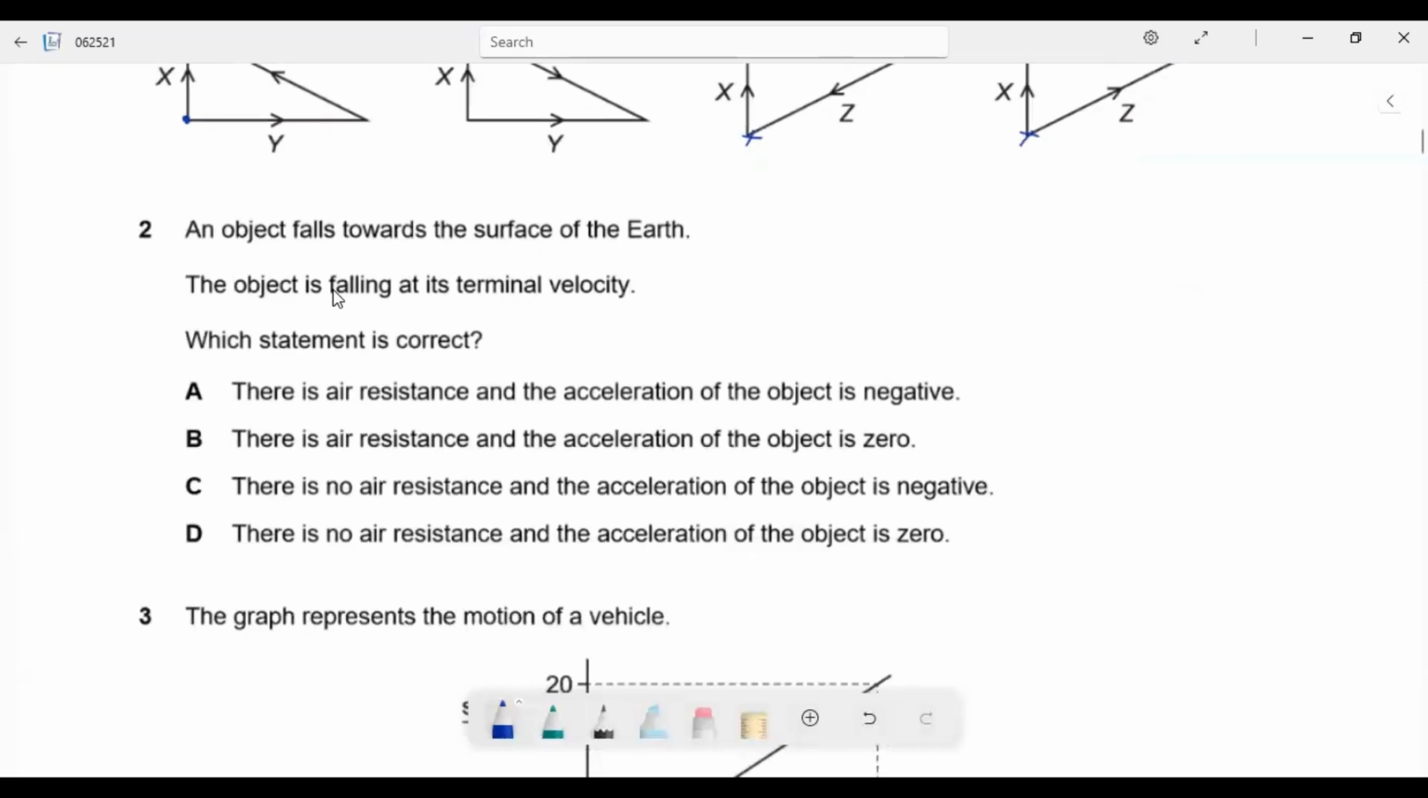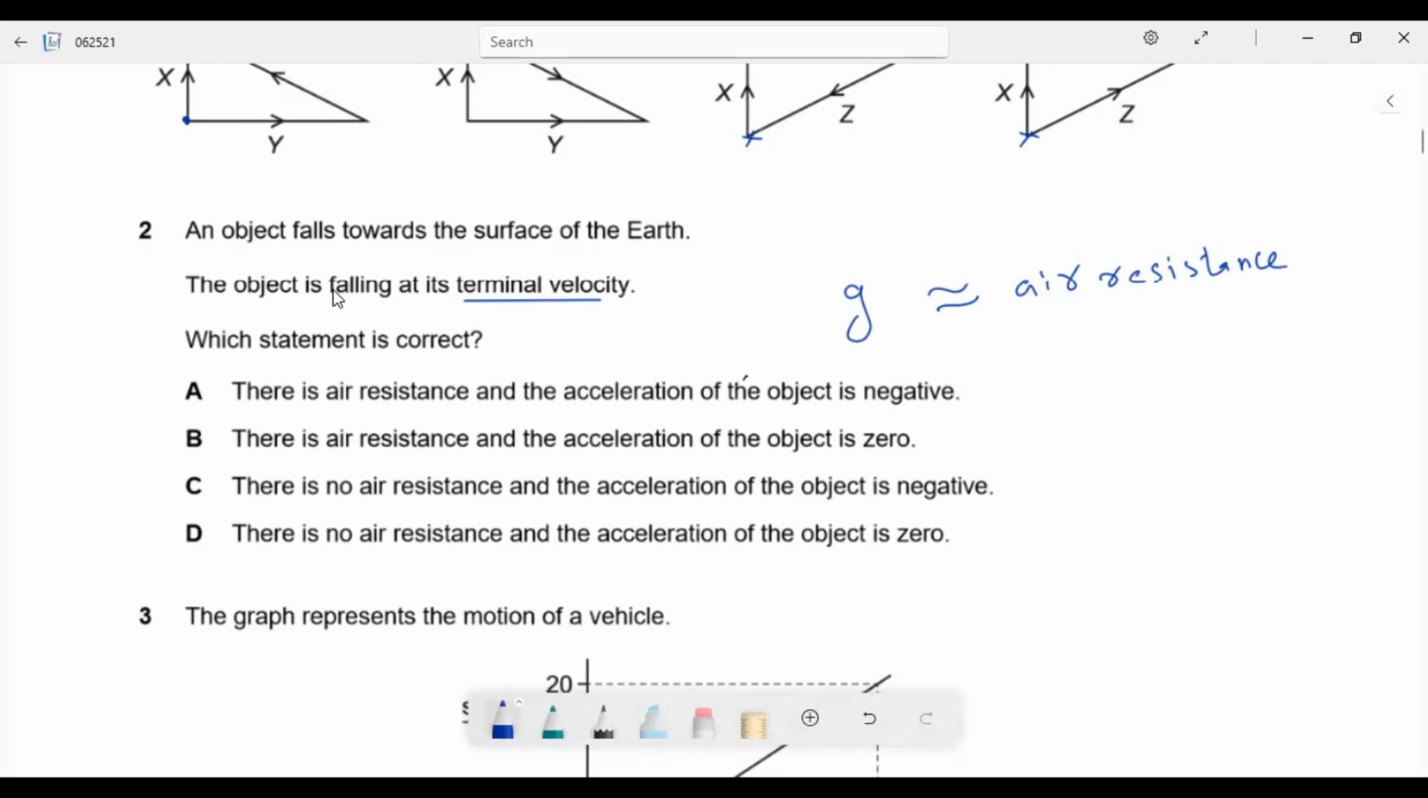Next, an object falls towards the surface of Earth. The object is falling at its terminal velocity. So which statement is correct? This is a free fall of the object. When an object is falling towards the surface of Earth and moving at its terminal velocity, that means the gravitational pull on the object will be balanced by the air resistance. So here the right answer is, there will be air resistance.